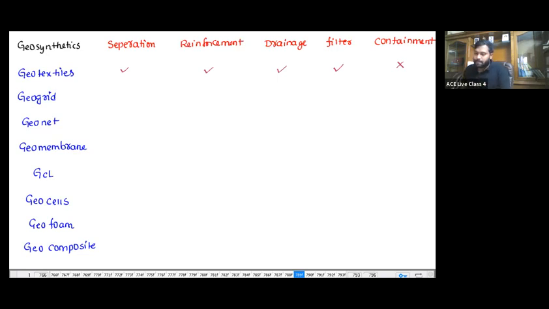And if you see the geogrid, can it be used as a separator? No, it cannot. The geogrid is useful for reinforcement only. GeoNet is only for drainage. Geomembrane is only for containment. And GCL is also only for containment.